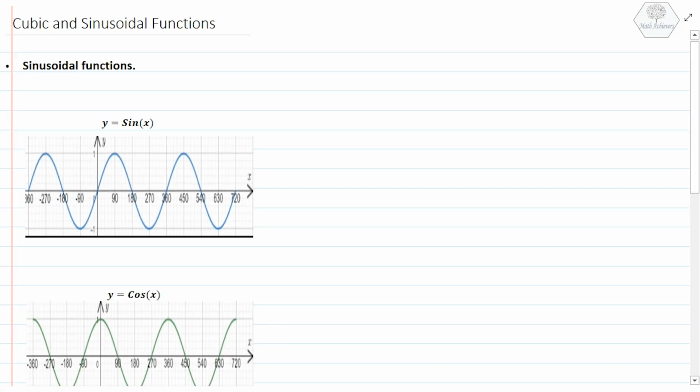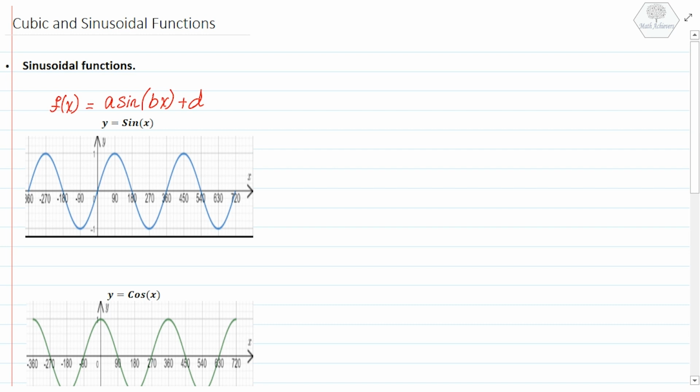Let's now talk about sinusoidal functions. In sinusoidal functions, we'll talk about the sine function and the cosine function. The general form of the sine function is f of x equals a times sine b of x plus d. And this is the shape of the sine function.